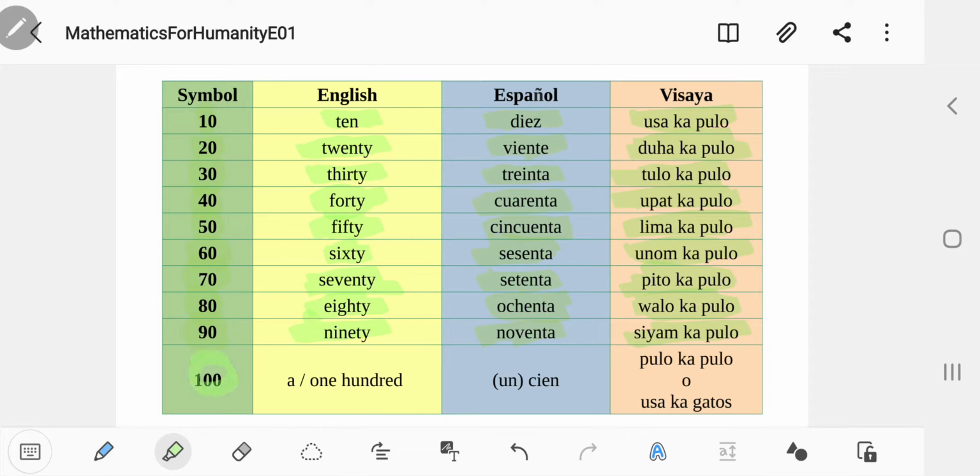And the 100 here represents the number 100. In Espanol, 100. Un means a or one. Or 100, you can simply say 100 in Espanol. In Bisaya, that's pulo ka pulo o usa ka gatos. That's for the numbers in tens.